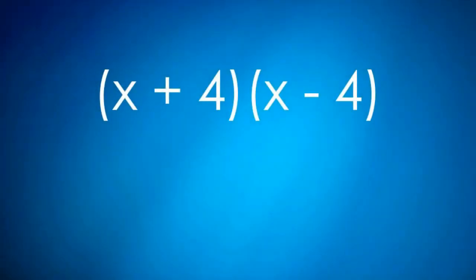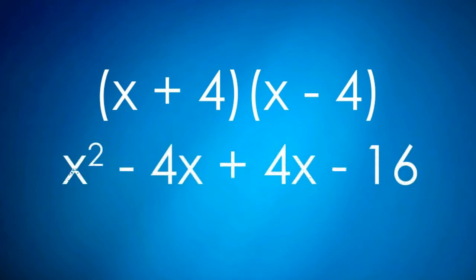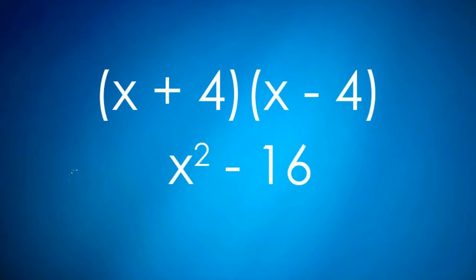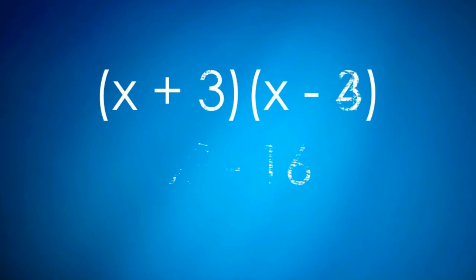Let's have some more examples of difference of two squares. Consider quantity x plus 4 times quantity x minus 4. This equation will be equal to x squared minus 4x plus 4x minus 16 when we use the FOIL method. Combining similar terms, the equation will be equal to x squared minus 16 since negative 4x plus 4x is equal to 0.